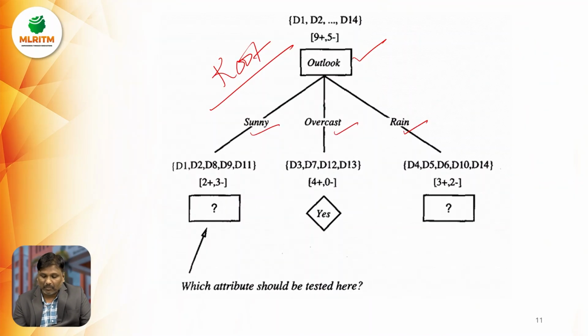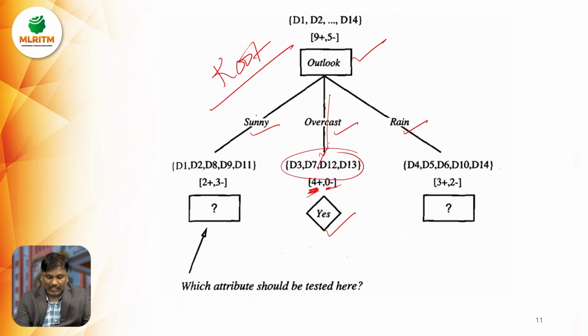So for that, my representation is from outlook to overcast, yes, branch, and again I said this as the yes condition. Okay, here what are the days? From the data set I just represent these days: d3, d7, d12, and d13, and here 4 are positive and 0 are negative. That means 4 are yes condition and 0 are the no condition. So here out of all 4 I get the yes. So for that I directly note it down as yes.